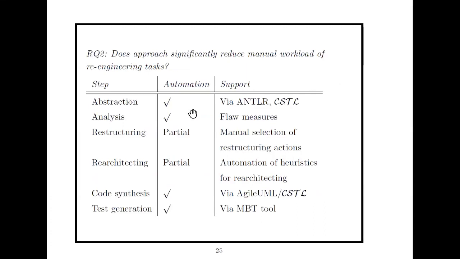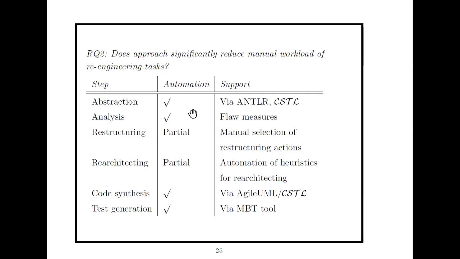For our second research question, does the approach significantly reduce the manual workload of re-engineering tasks? The answer is yes, by automating most of the steps of the reverse engineering process. For example, for abstraction, analysis, code synthesis and test generation, we have full automation, while for restructuring and re-architecture, we have partial automation, with the support of these tools.